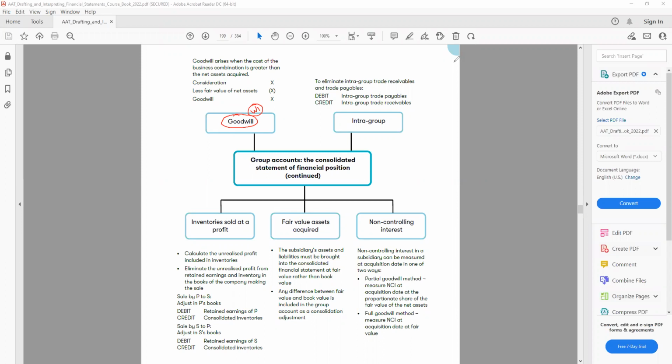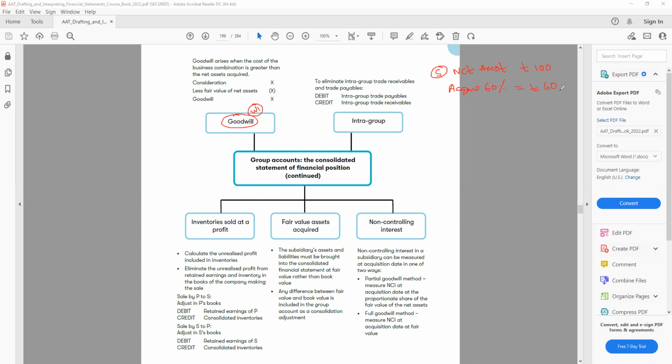For example, the subsidiary company has a net asset. The value of the subsidiary's net asset is £100, for example. Now, I acquire or purchase 60%. So 60% means it is £60. So £60 value of net asset I purchased.